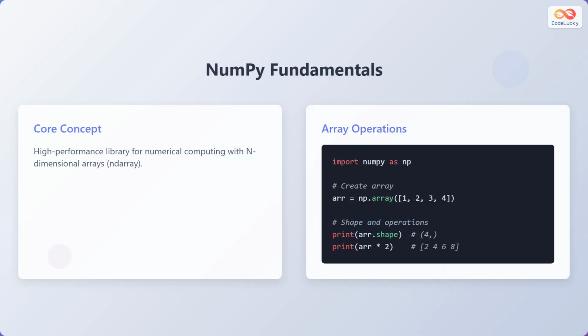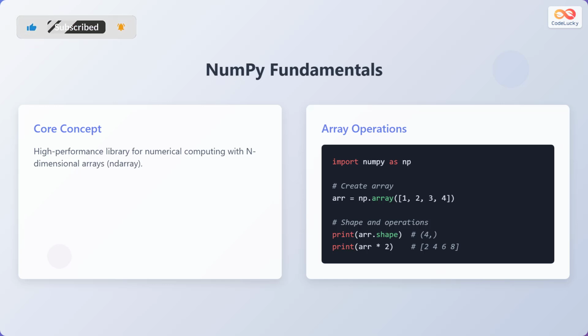NumPy, short for numerical Python, is the foundation of the scientific Python ecosystem, providing high-performance operations on multi-dimensional arrays. The core data structure is the ndarray, which stores elements of the same type in a contiguous block of memory, making operations much faster than standard Python lists. Creating NumPy arrays is simple using the array function, and you can inspect their properties using attributes like shape, which returns the dimensions, and dtype, which shows the data type.